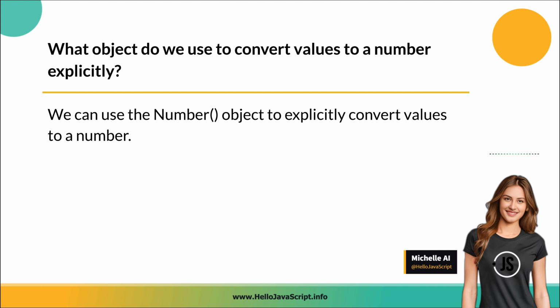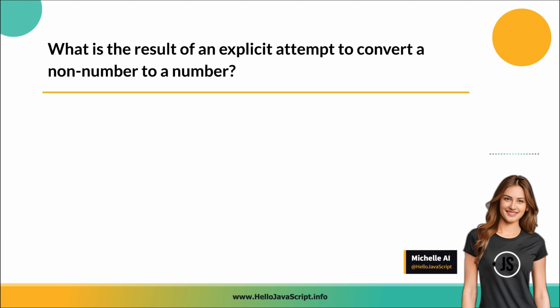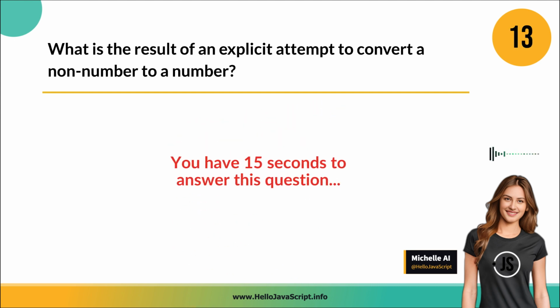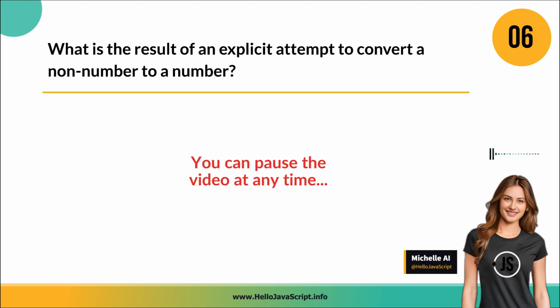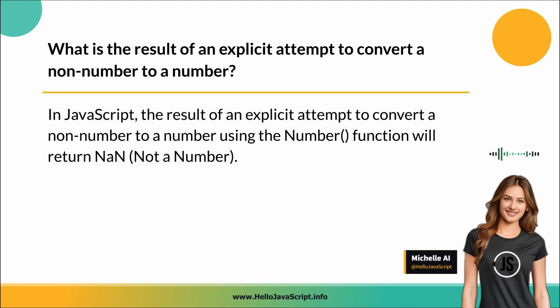Now for the next question. What is the result of an explicit attempt to convert a non-number to a number? Here is the response to this interview question. In JavaScript, the result of an explicit attempt to convert a non-number to a number using the Number function will return NaN.